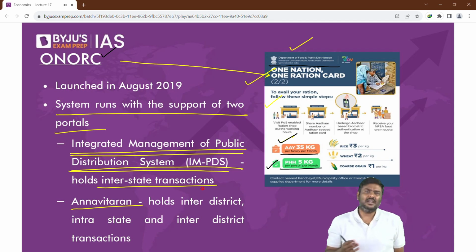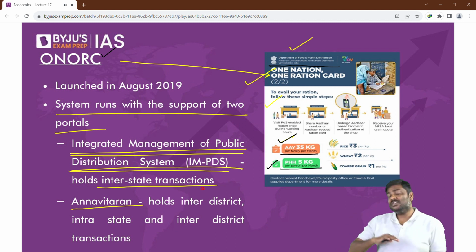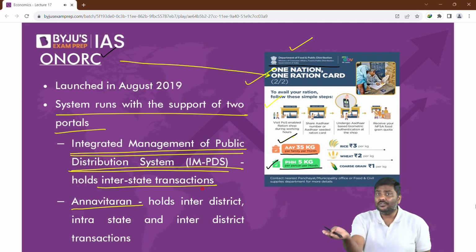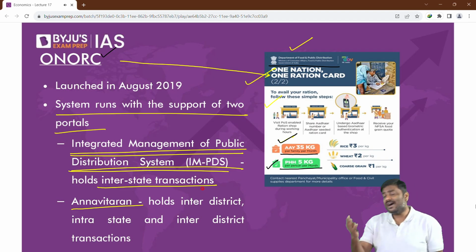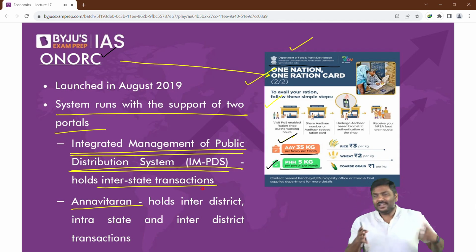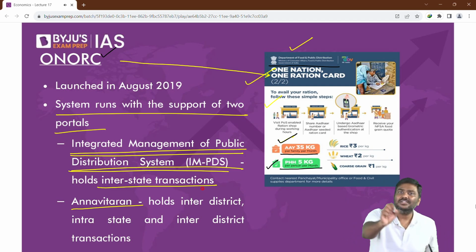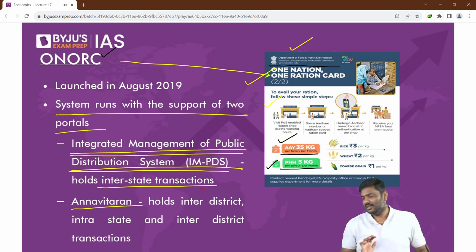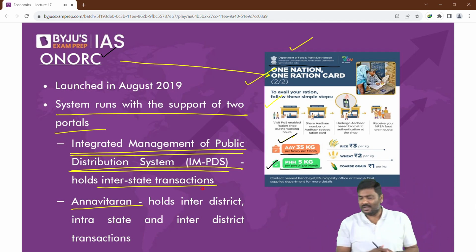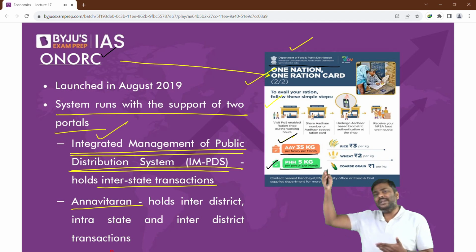The IMPDS will record all the interstate transactions. All the interstate transactions are kept in this portal. Why, sir? What is the logic? Please tell me, if you are the Prime Minister, don't you want to find out, because of migrant labor, how much additional food grains would be required in the state of Gujarat, Maharashtra, let's say Karnataka, Tamil Nadu? So you need a set of data to find out that this is generally the demand in the state of Tamil Nadu because of migrant labor, and this is the demand from that state, etc.